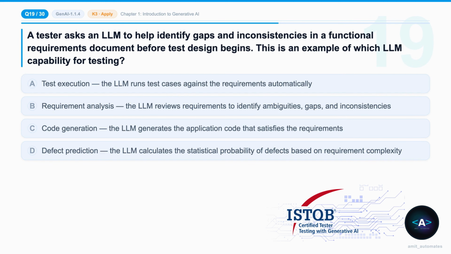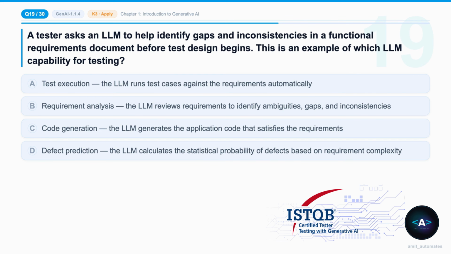Question 19. Learning Objective GenAI 1.1.4. Difficulty level K3. A tester asks an LLM to help identify gaps and inconsistencies in a functional requirements document before test design begins. This is an example of which LLM capability for testing? Your options are A. Test execution. The LLM runs test cases against the requirements automatically.